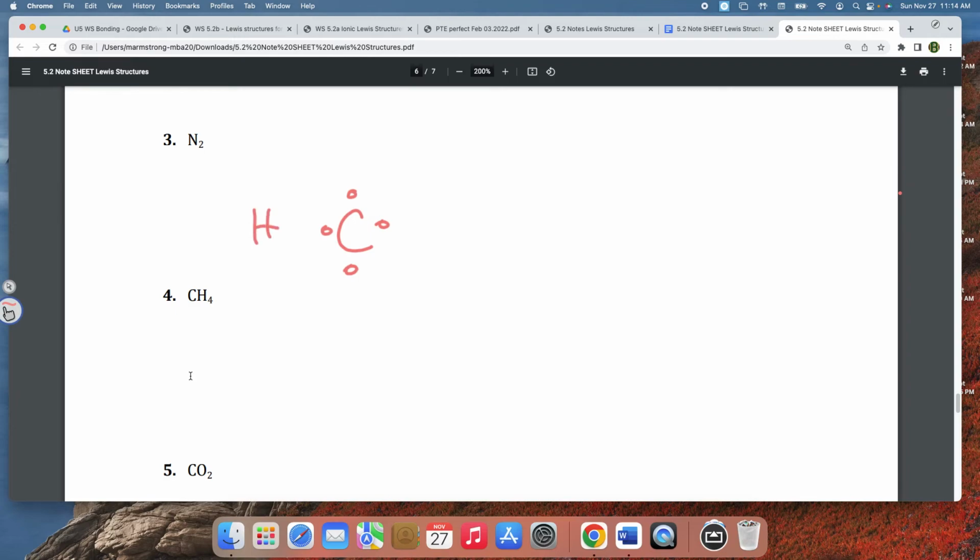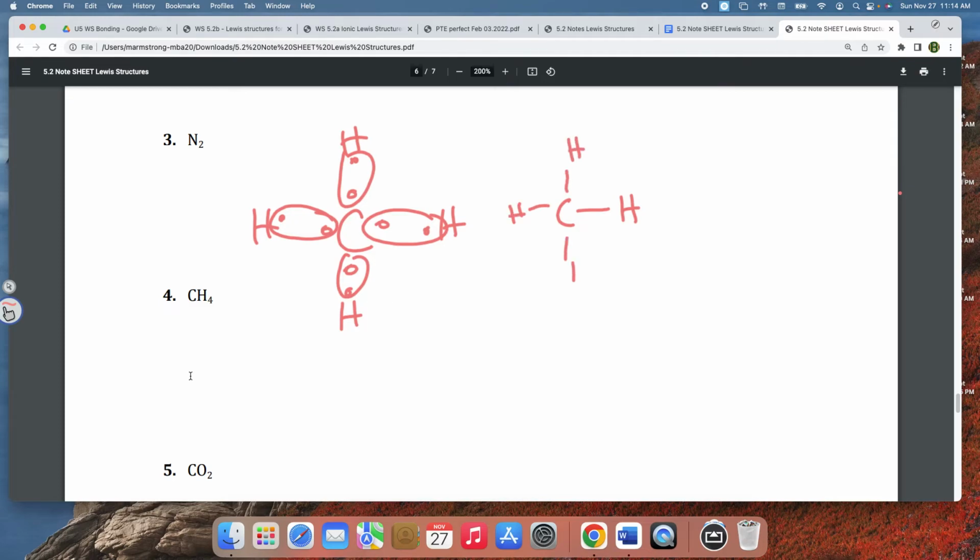And then I'm going to situate each of my hydrogens, probably going to be north, south, east, and west since there's 4 of them. And they each have 1 dot. And this looks perfect. They each share an electron with the carbon, which means they're single bonded. And there you have CH4.